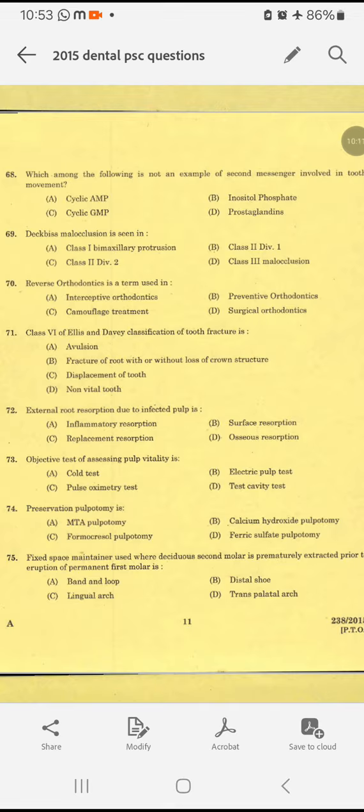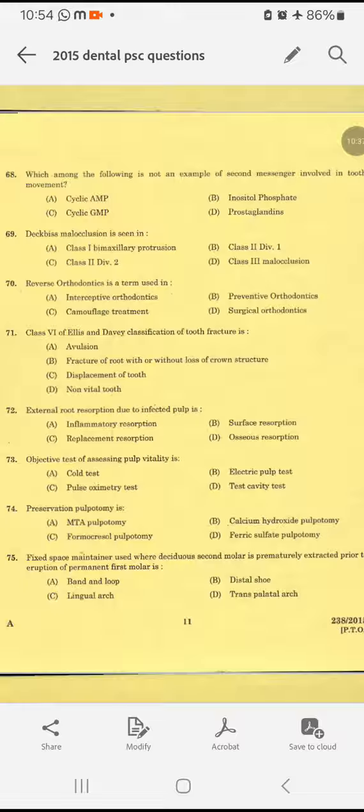Okay, did I miss one question? Question number 70, isn't it? Sorry. Reverse orthodontics is the term used in interceptive orthodontics or preventive orthodontics, camouflage treatment or surgical orthodontics. Reverse orthodontics is the term used in surgical orthodontics. Okay, 70D, surgical orthodontics. Now question number 71, as I said, class 6 of Ellis and Davey classification is fracture of the root. Option B.